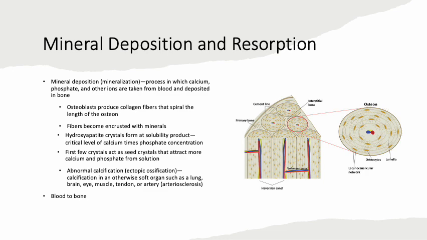Okay, so mineral deposition means going from blood to bone. We're depositing the minerals into the bone. Okay, and they're just getting stuck in between the layers of bone. They can't get out because it's hardened. And it's usually calcium and phosphorus that are the most common in the bone.